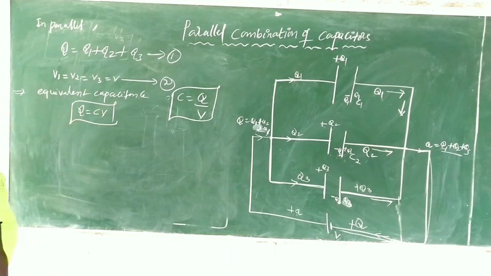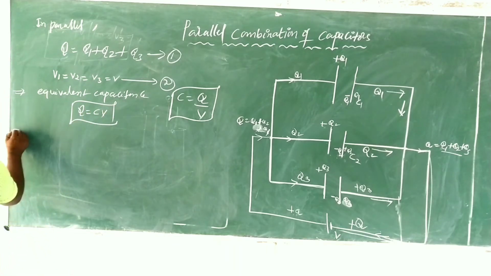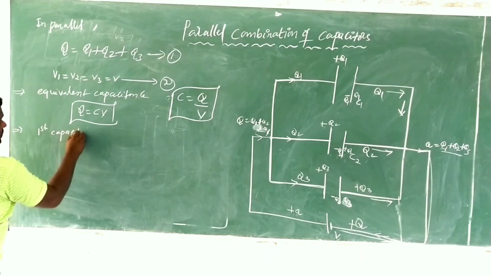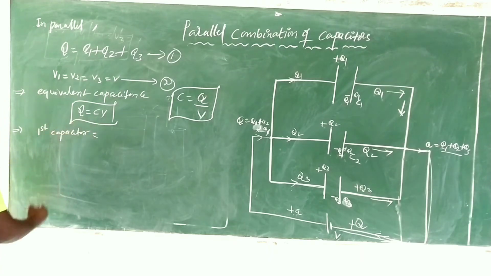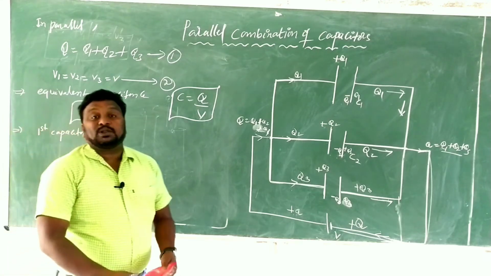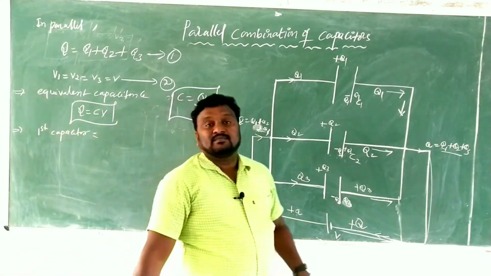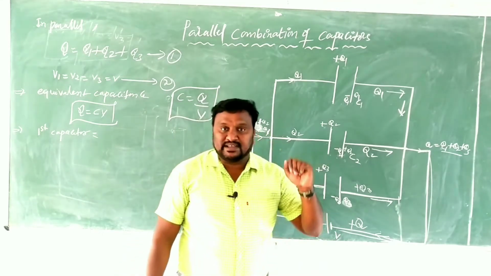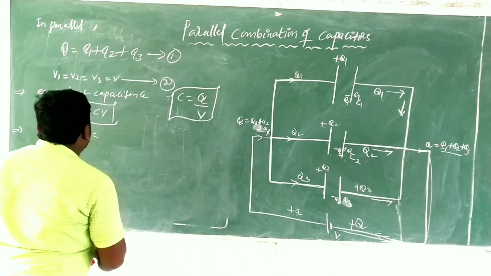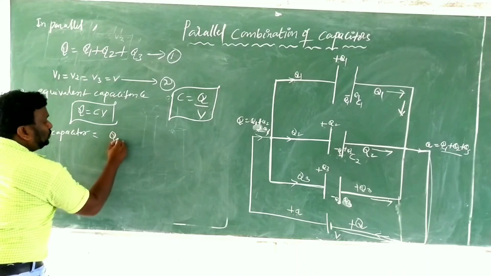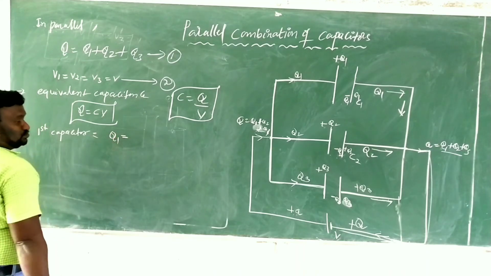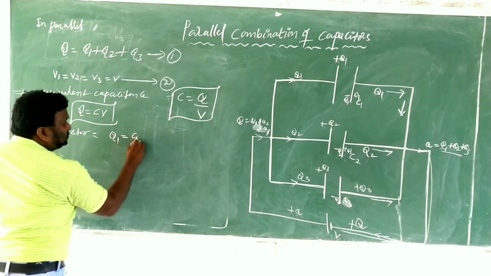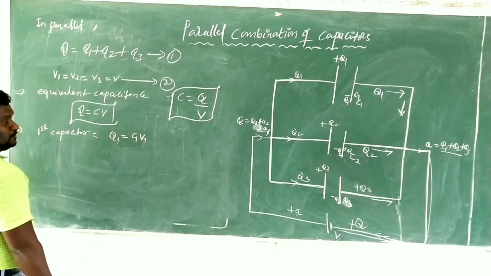Q is equals to CV. And now similarly, for the first capacitor, according to this formula, what do we write? What is the amount of charge on the first capacitor? Q1 is the amount of charge on the first capacitor. Then here Q1 is equals to Q is equals to CV. Then what do you write? Q1 is equals to C1 V1.